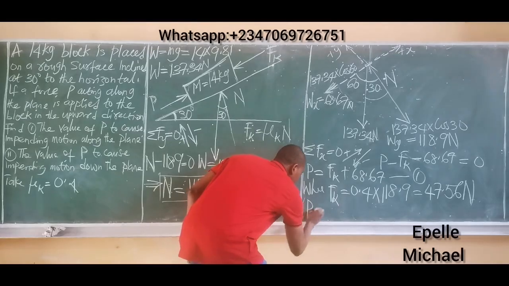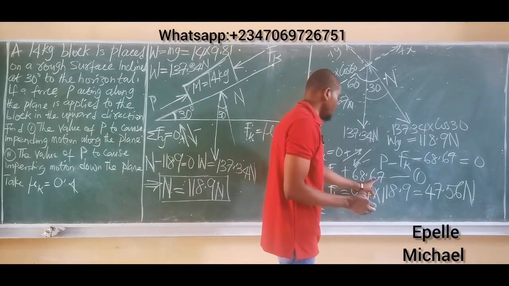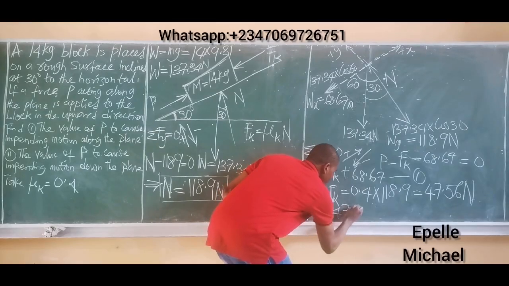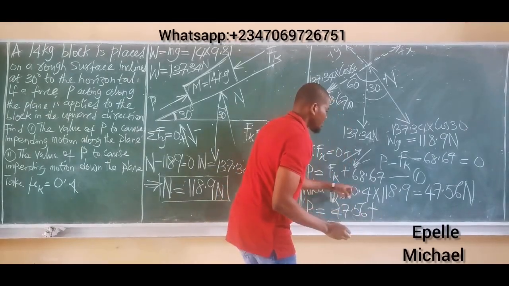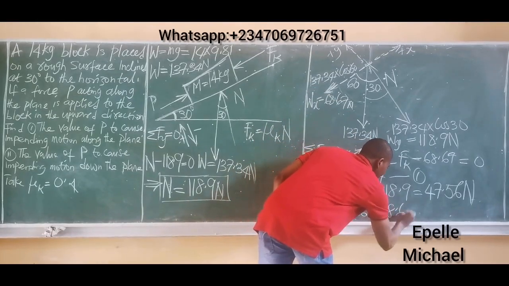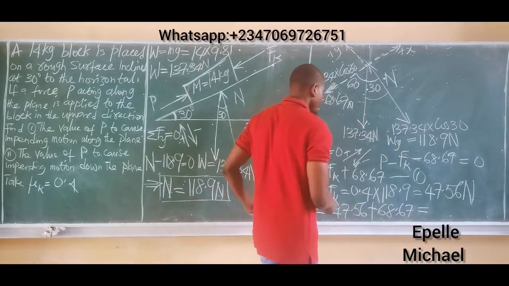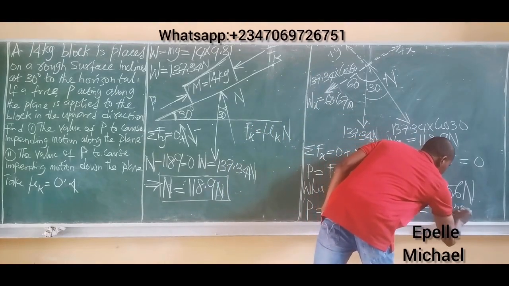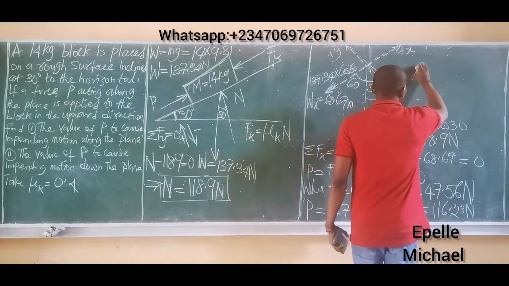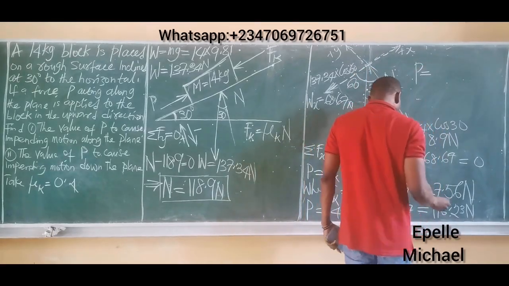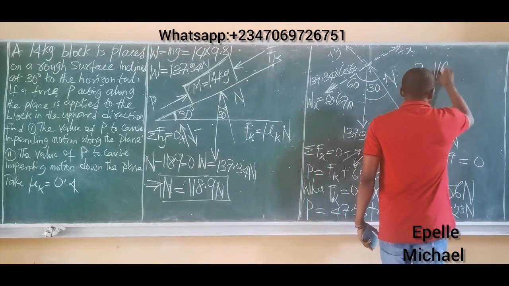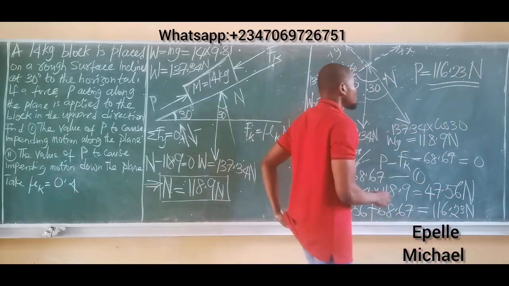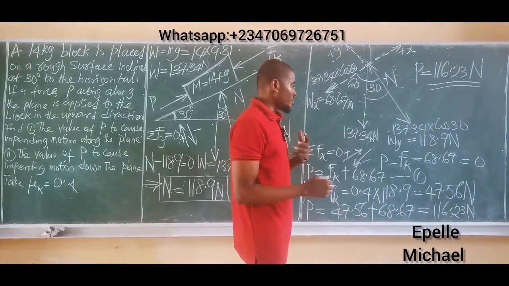Therefore, P is now equal to Fk plus 68.67, and Fk has a value of 47.56. So we have 47.56 plus 68.67. Let's add these two up and see. That gives us 116.23 newtons. So the value of the force P which causes motion of the plane is simply taken as 116.23 newtons. All right, so this is the value of the force which causes motion of the plane.